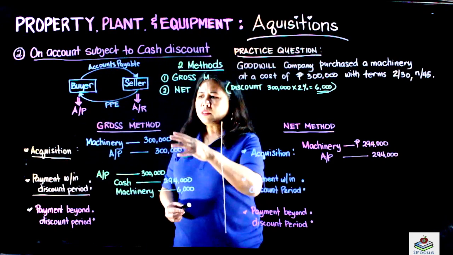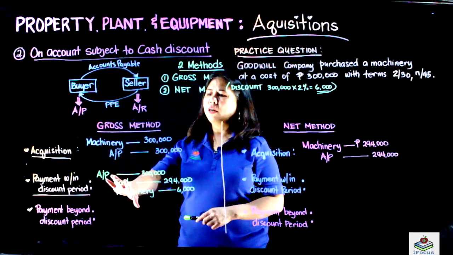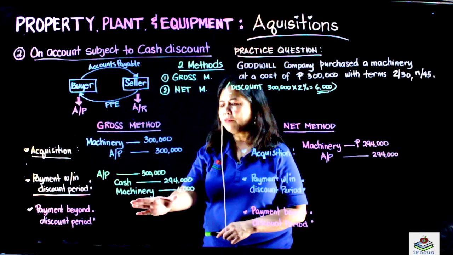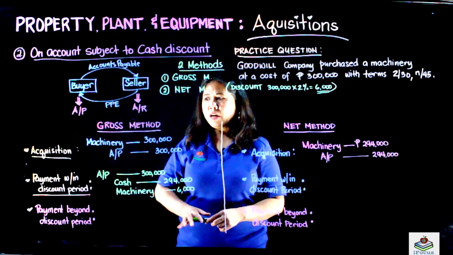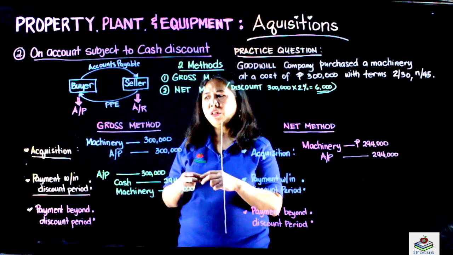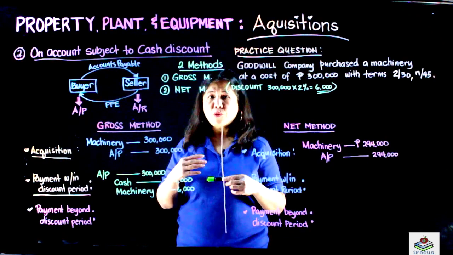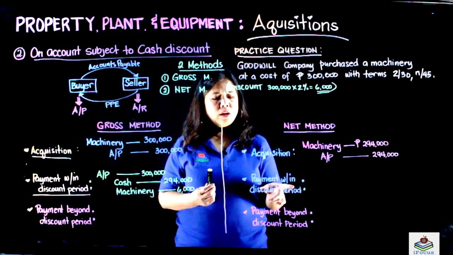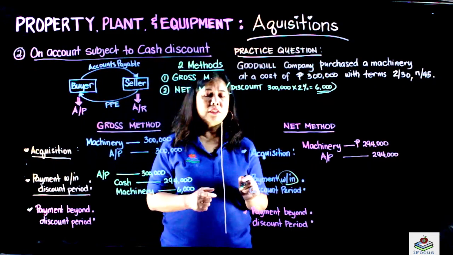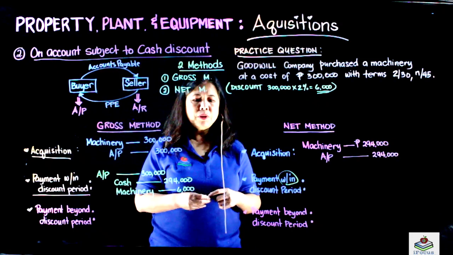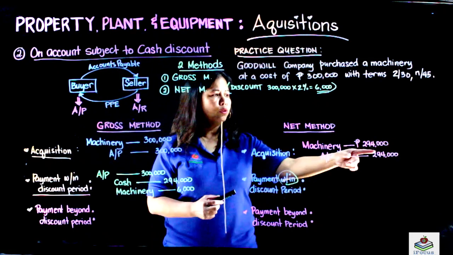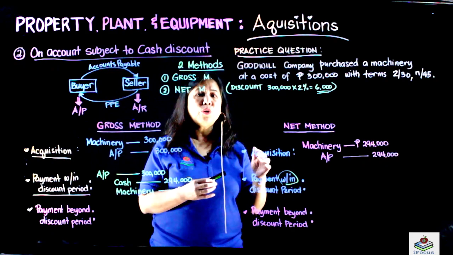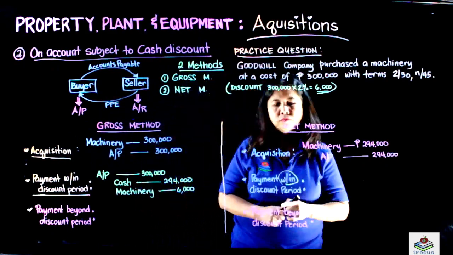So, kung titignan mo dito sa ating machinery account, we have a debit of 300,000 and we have a credit of 6,000. So, ang cost of the machinery is 294,000. On the net method naman, our entry on the payment within the discount period is debit to accounts payable of 294,000 and credit to cash of 294,000.